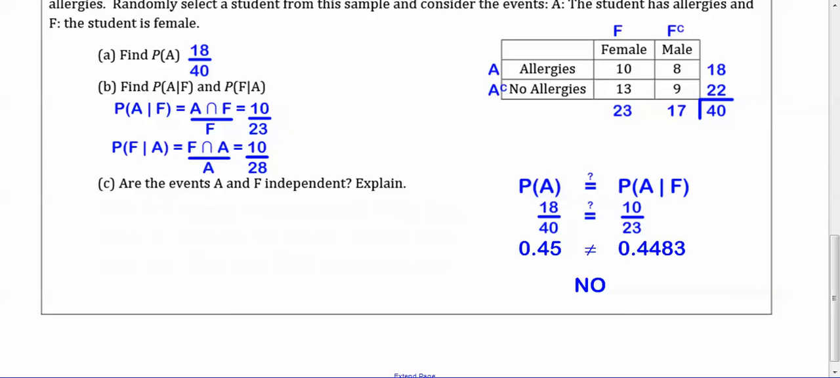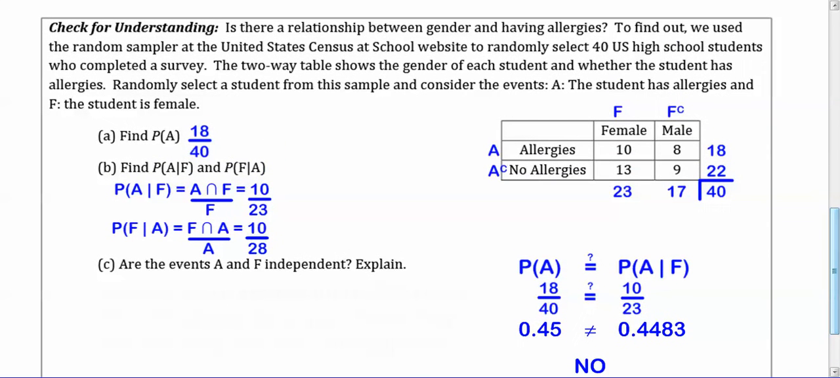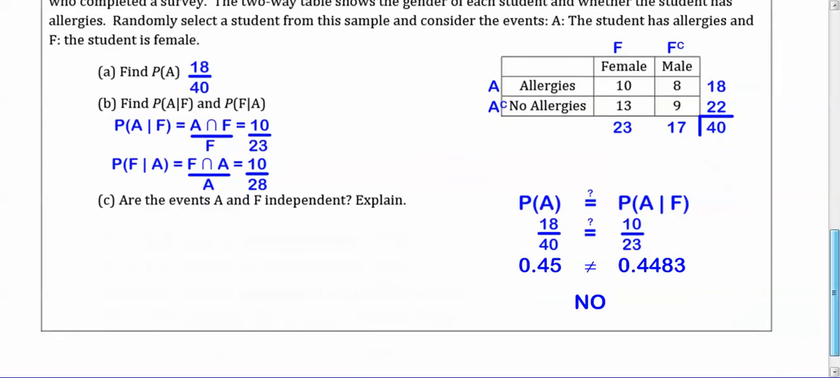Now, some people, again, will ask, well, how different is different? Because, again, it does say that this is a sample of 40 U.S. high school students. And yes, it's true that these numbers are not the same, but maybe you think, well, we could have just gotten an unusual sample. These numbers are pretty close. How different do they need to be?